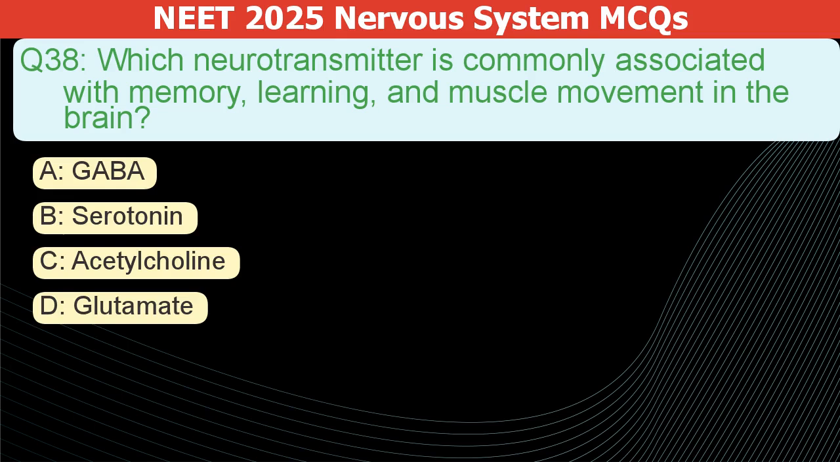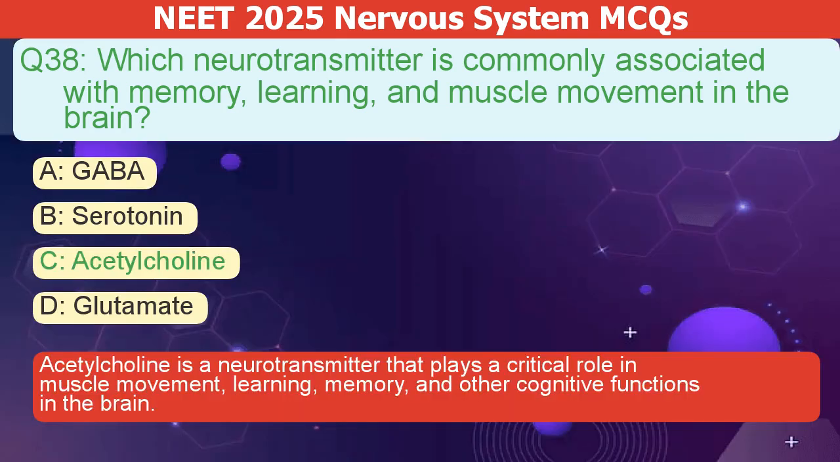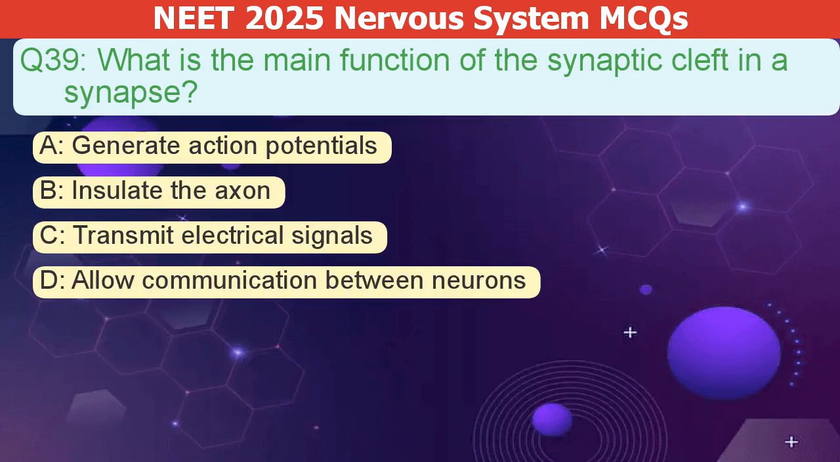Which neurotransmitter is commonly associated with memory, learning, and muscle movement in the brain? A. GABA. B. Serotonin. C. Acetylcholine. D. Glutamate. The correct answer is C. Acetylcholine is a neurotransmitter that plays a critical role in muscle movement, learning, memory, and other cognitive functions in the brain.